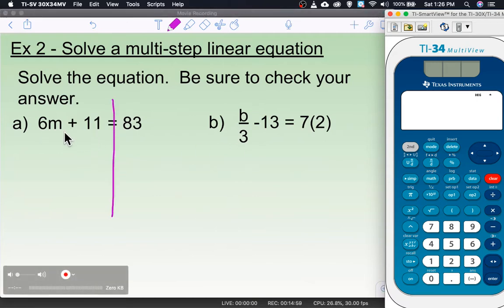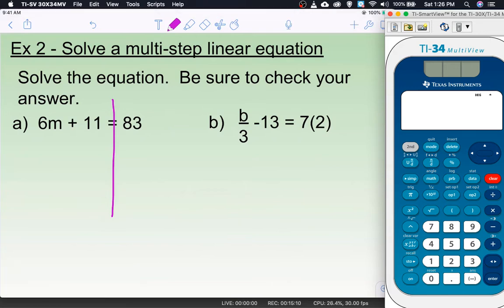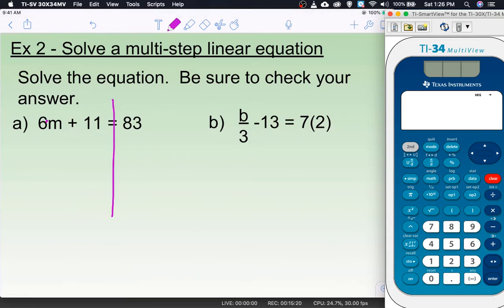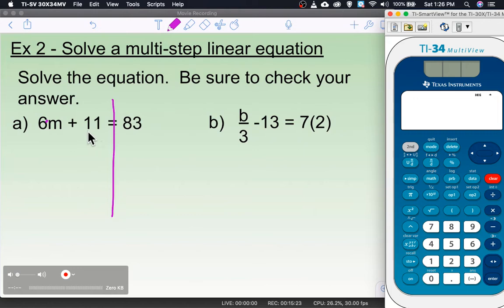Step 2, combine like terms on each side. There's nothing to combine here. I can't combine the 6m and the 11. On the other side, the 83 is by himself. There's nothing to combine there. The next step we have is get rid of additions and subtractions. So my variable, the m here, is being multiplied by 6, and it's being added by 11.